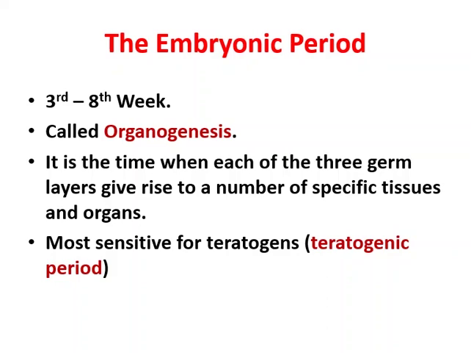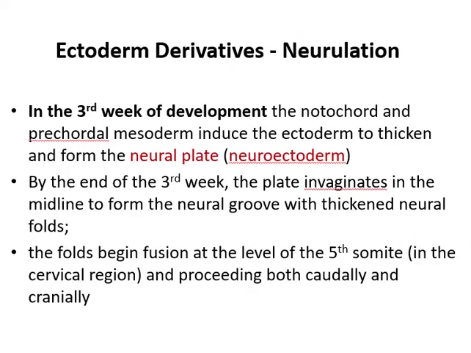Starting with the derivatives of the germ layers, we will start with the ectoderm derivatives. The ectoderm, as I mentioned, is the remnant of the epiblast cells. In the 3rd week of development, the notochord and prechordal mesoderm induce the ectoderm to thicken. That area just above the notochord and prechordal plate starts to thicken and forms the neural plate, and the neural plate is then called neuroectoderm.